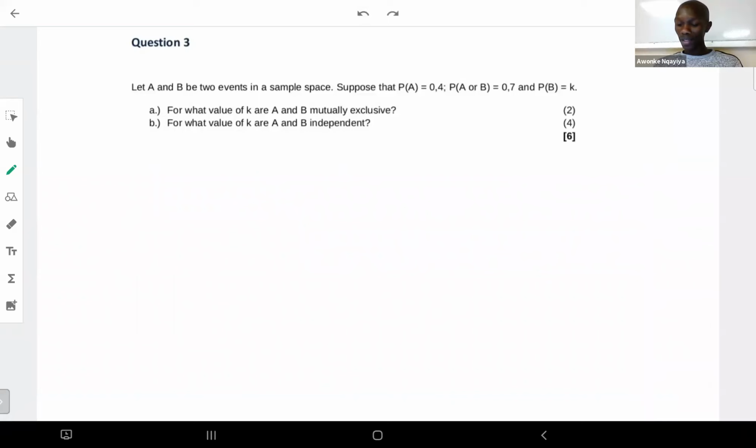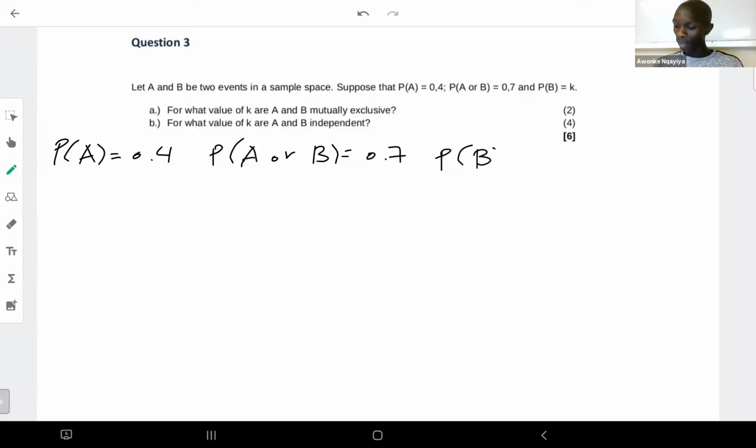Now we are told that A and B are independent events. Remember the probability of A is 0.4, just in case you can't see those small numbers. Probability of A or B is 0.7. Probability of B is K. So I just wanted to think about number B. We are given that event A and event B are independent events. So how do we use that given information to calculate the value of K?